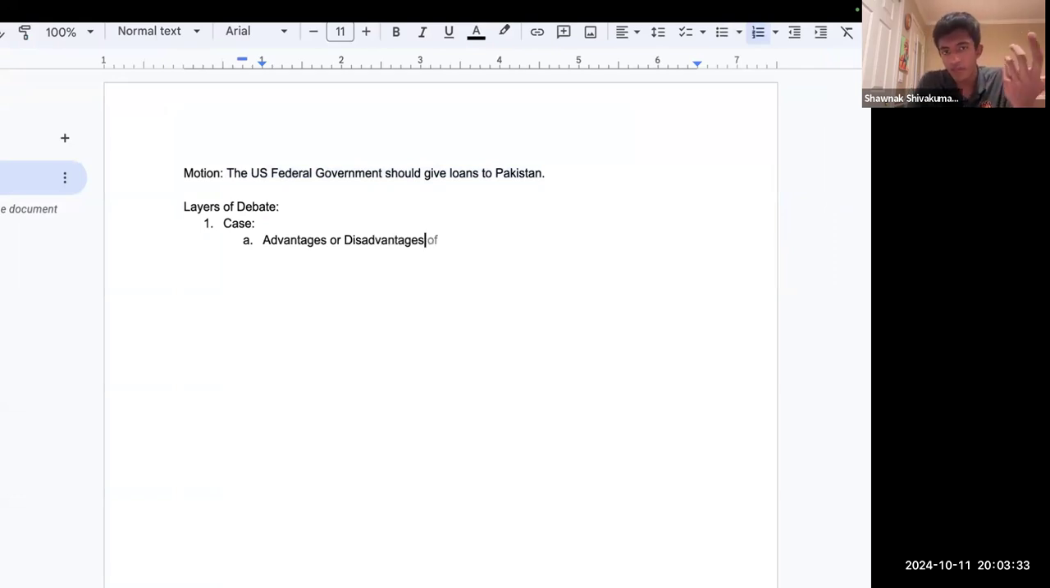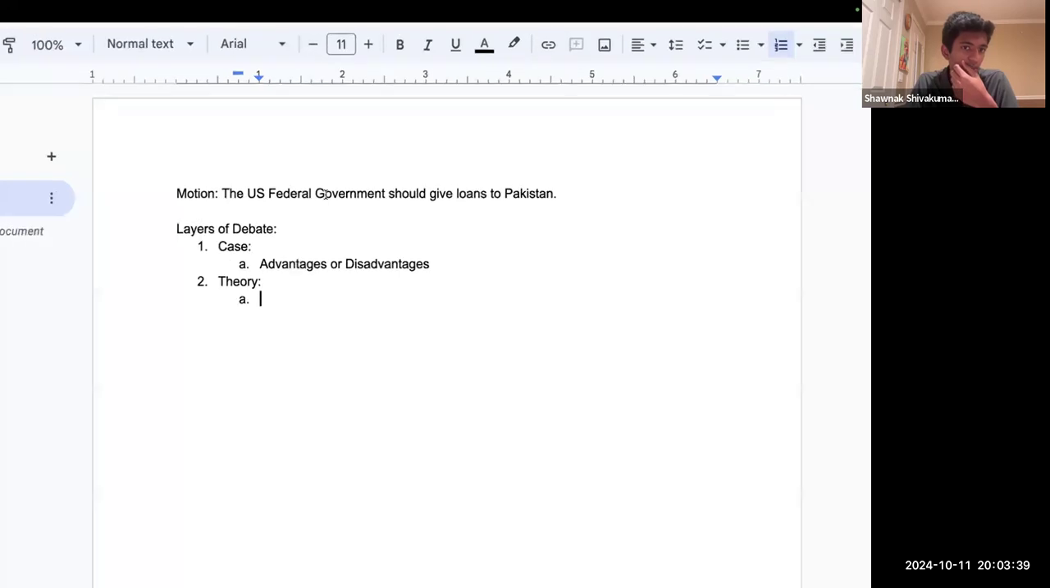The second layer we'll call theory. All we have to establish for now is that theory is the rule book of debate. Let's say we're playing Monopoly or something. We have the actual game, where the goal is to win the most money, but you can't play Monopoly without a rule book.